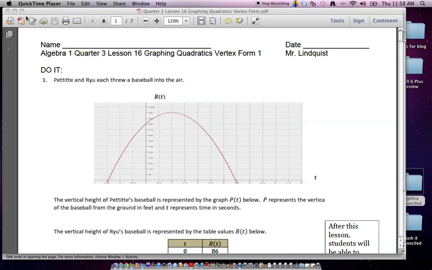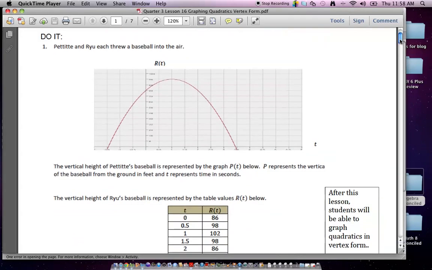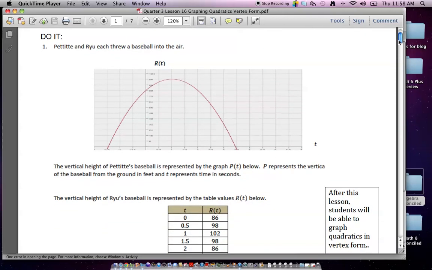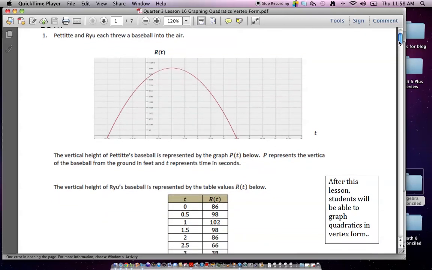Now let's get going on today's lesson. A little more understanding of parabolas, and this is very important. Do you see the topic here today? Graphing quadratics, vertex form 1. Whenever there's form 1, form 2, and in this case it might even be forms 3 and 4, that means it's a very important topic that's going to take some time to understand. I have no idea where they come up with these names from.